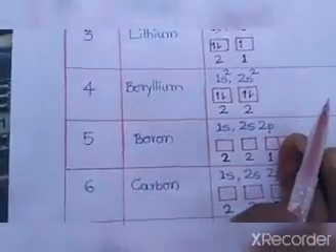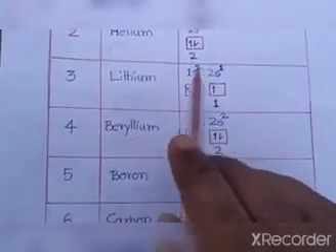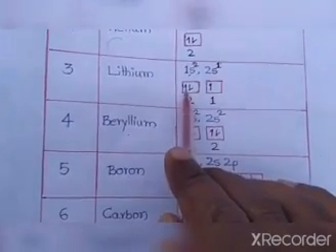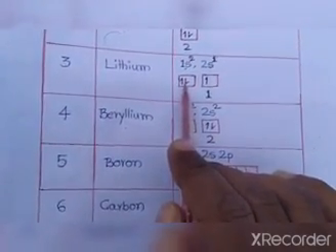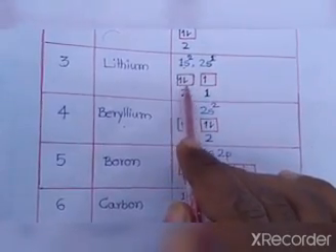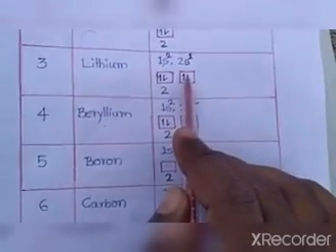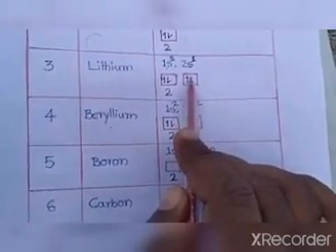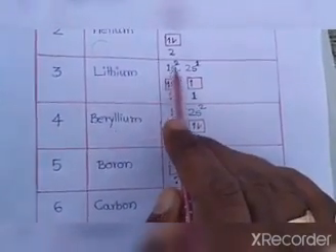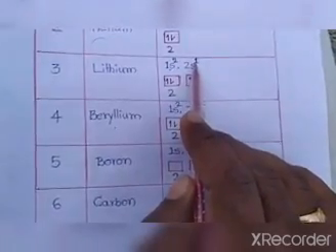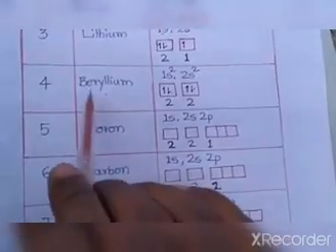Next, students, the third one is lithium. The first electron fills 1s, and the second electron also fills 1s. After completely filling 1s, the third electron will enter 2s. Then what is the electronic configuration of lithium, students? Here it is 1s2 2s1.